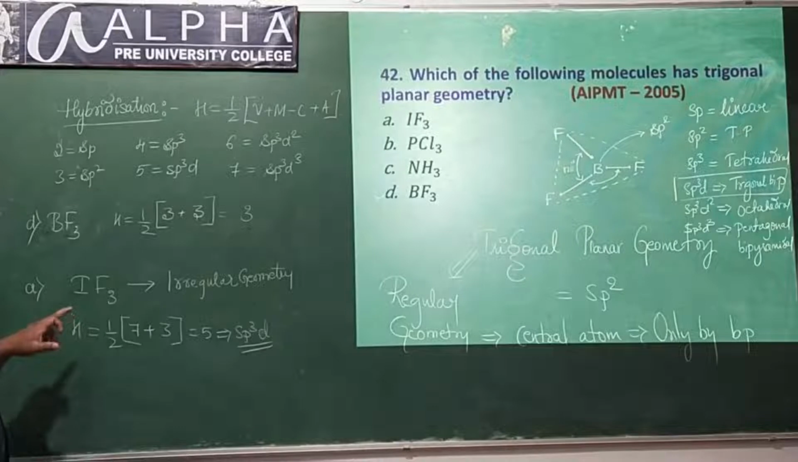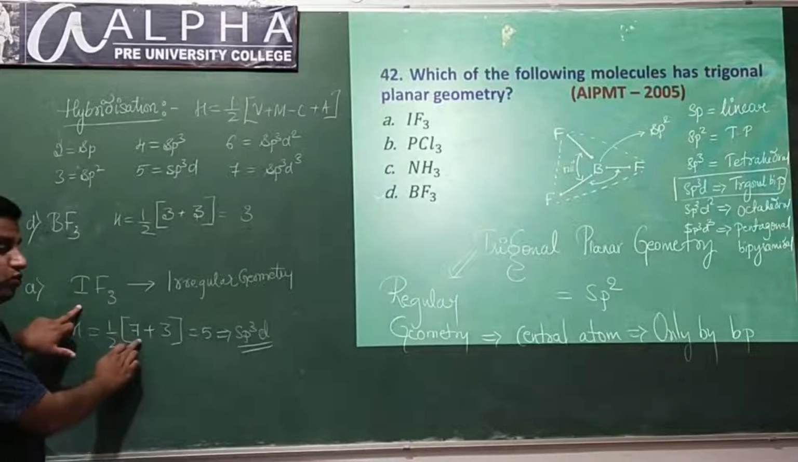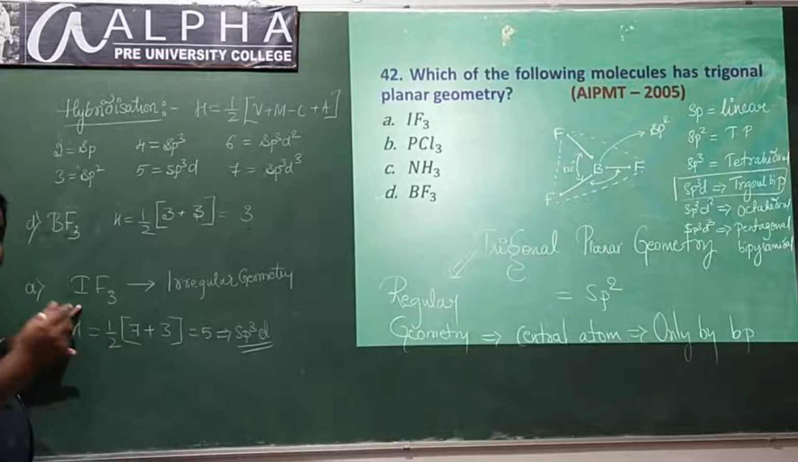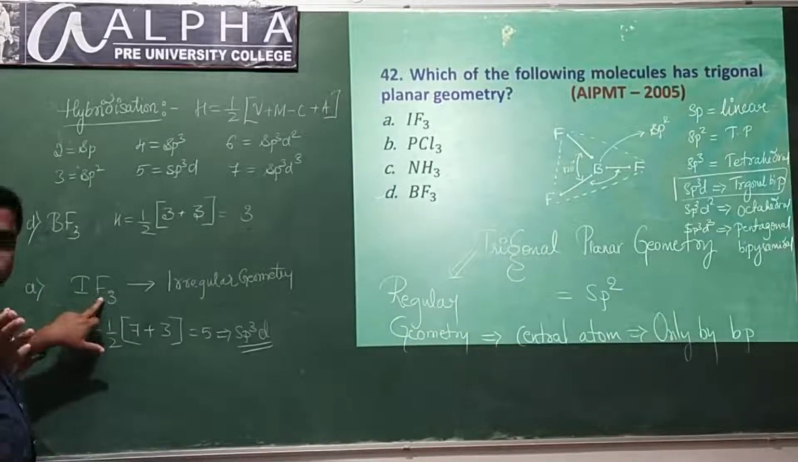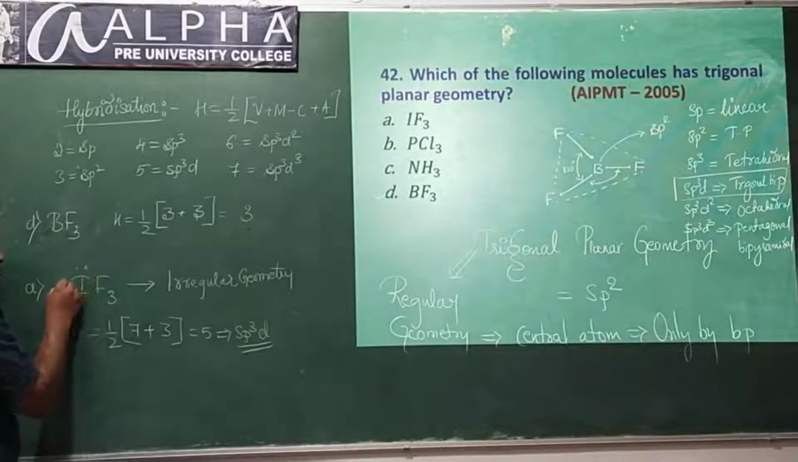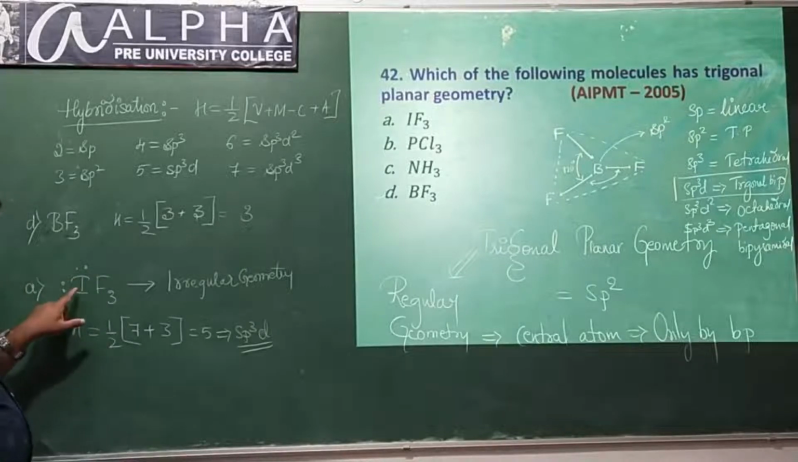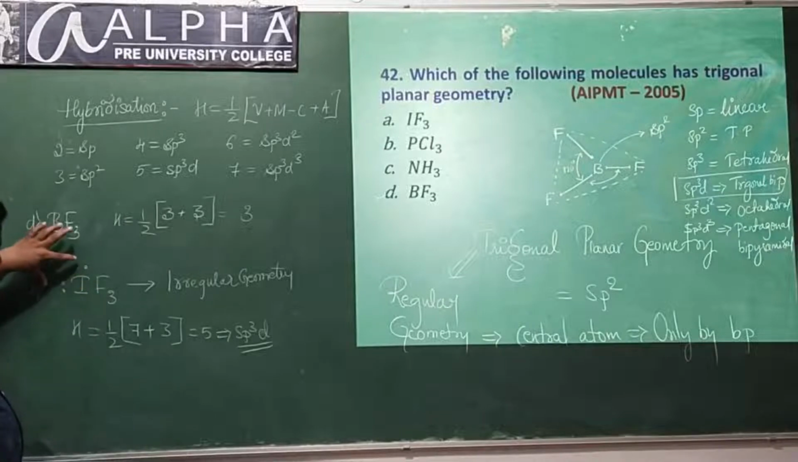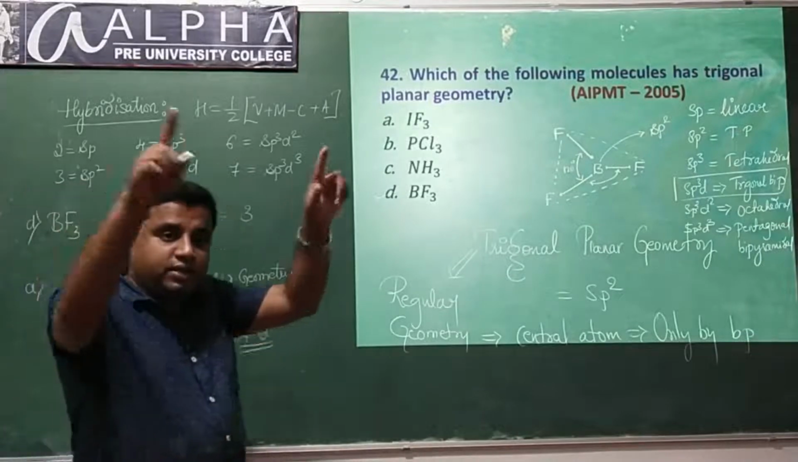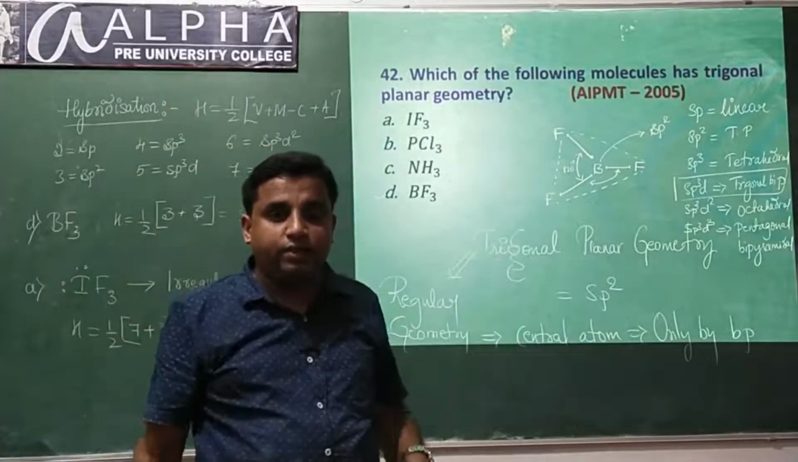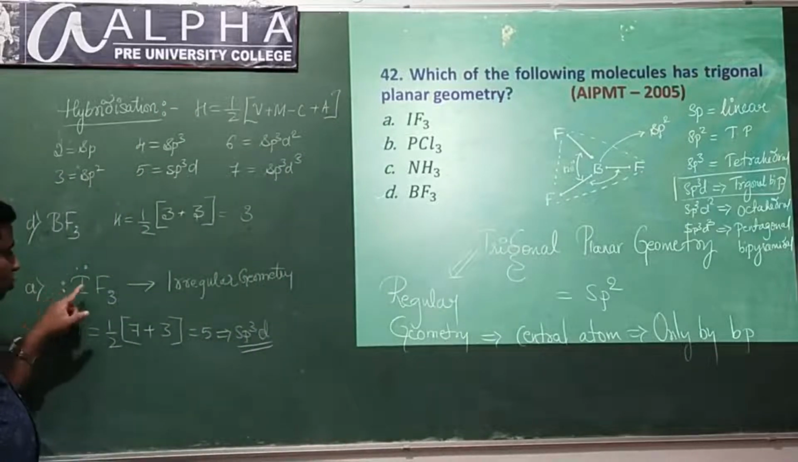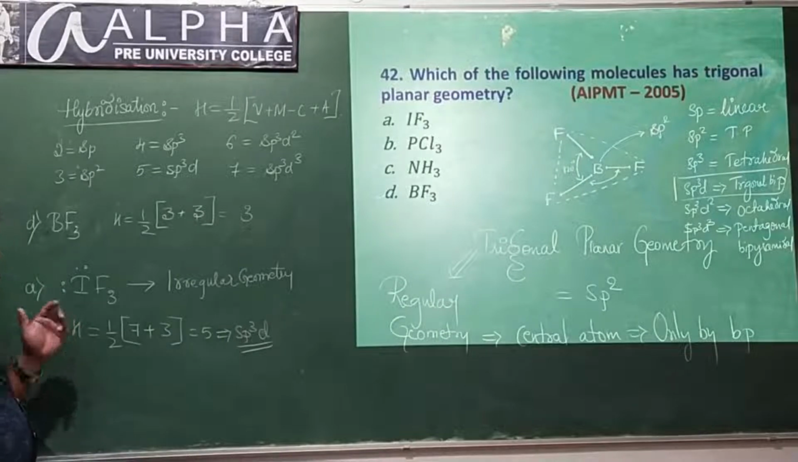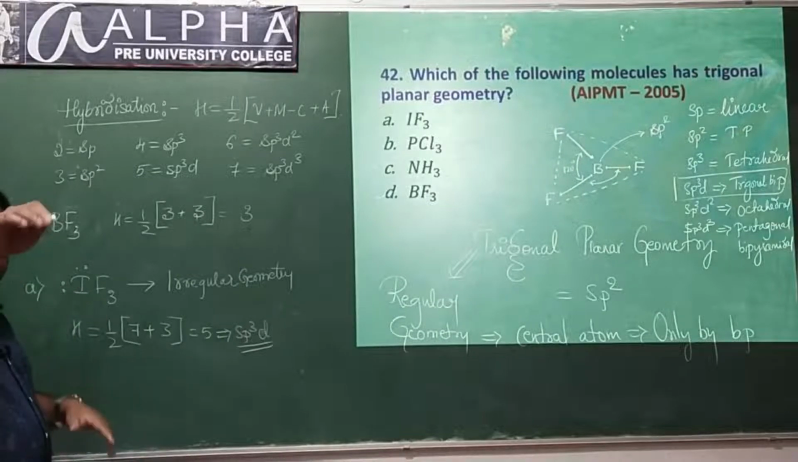How? Iodine, 17th group, 7 valence electrons. Out of 7 valence electrons, it has used only 3 to form bonds with fluorine, and the remaining 4 electrons are lone pair electrons. So iodine is surrounded both by bond pair as well as lone pair. Therefore, it is irregular geometry. Please look at the table that I have made you write: 2 lone pair and 3 bond pair. The geometry is quite different for IF3. You look into that table.